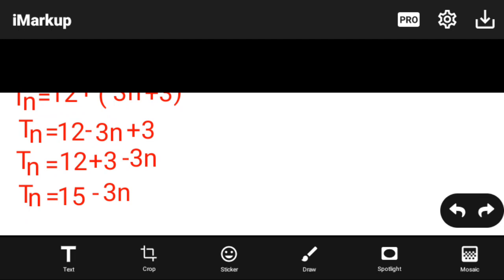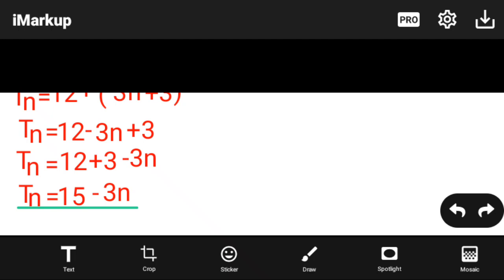So from there, you cannot do any further calculations, because the 15 and minus 3n, these two are unlike terms. Therefore, you cannot add them together. So it means you have to end from there. So that is the answer.